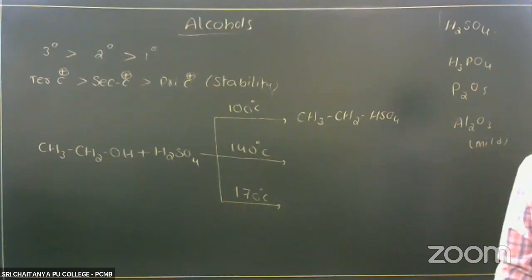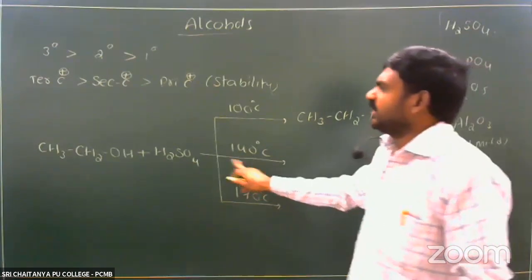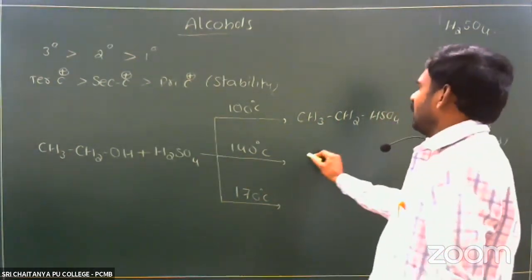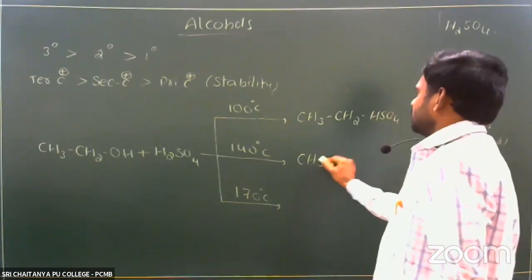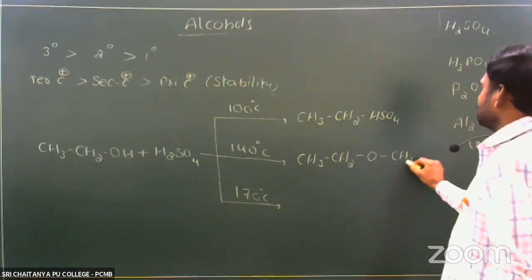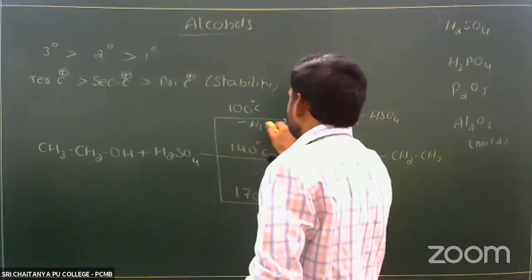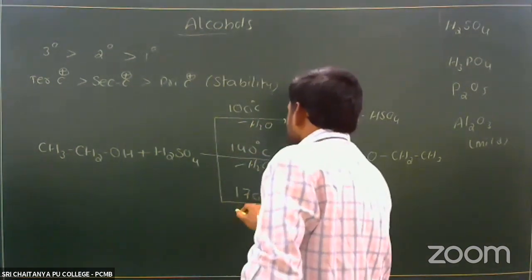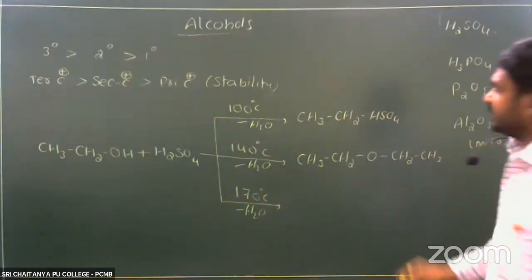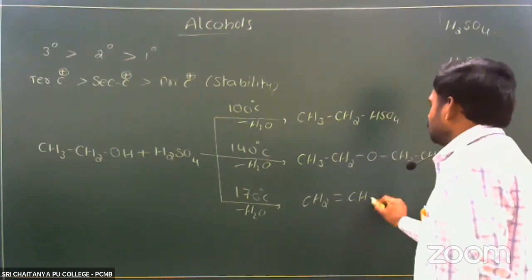Next, at 140 degrees centigrade, if you take excess alcohol, meaning 2 moles of alcohol are required, it gives CH3CH2-O-CH2CH3. It is a dehydration reaction. It is also a dehydration reaction at 170 degrees centigrade, where it gives ethylene, CH2=CH2.